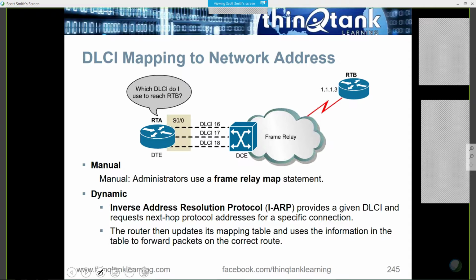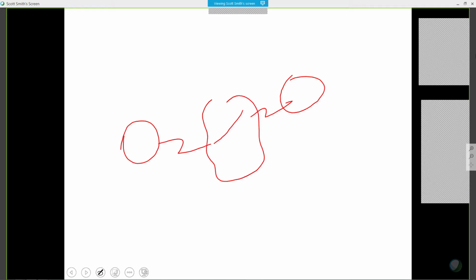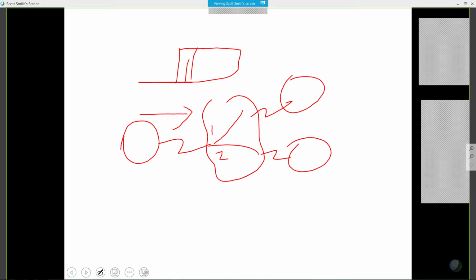Remember I said that's so that we can identify that if I want to send traffic to this router, that's DLCI 1, or I want to send traffic to that router, that's DLCI 2. When the router generates the frame, it needs to tag that frame 1 or 2, so that when the frame relay provider receives the frame, it knows to send it that way or that way. So this local DLCI is mapped to a remote IP.